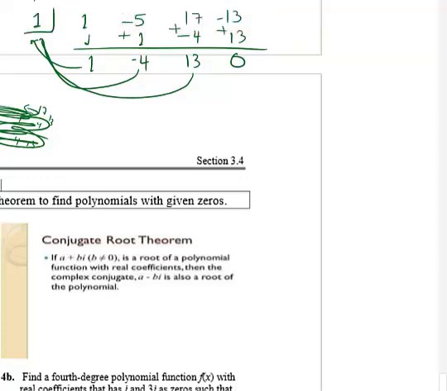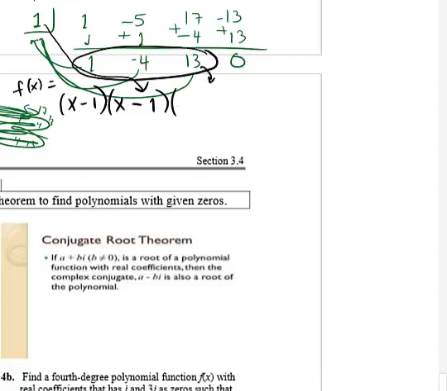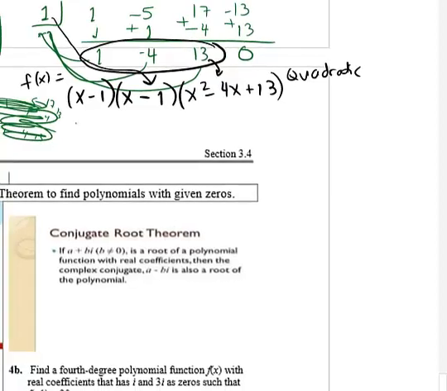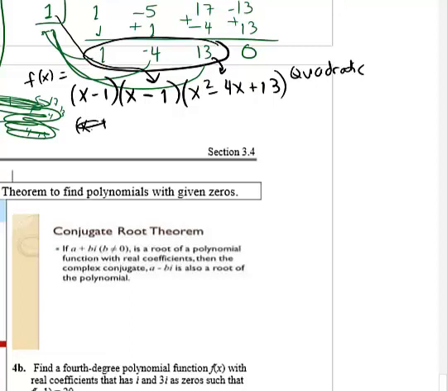So it looks like that means x equals 1 is a 0 twice. So f of x is, we already had x minus 1 once, and now we have it again, because it was a 0 again. And then what's left down here is going to give me the remainder of my polynomial, x squared minus 4x plus 13. Now that it's quadratic, I should either be able to factor it, or I can use the quadratic formula. I think that guy does not factor though, so we're going to have to use the quadratic formula.